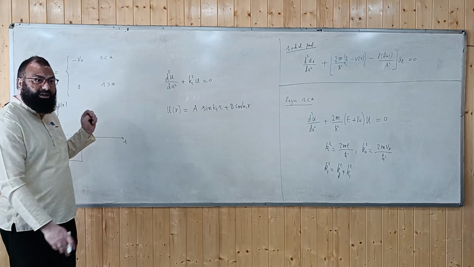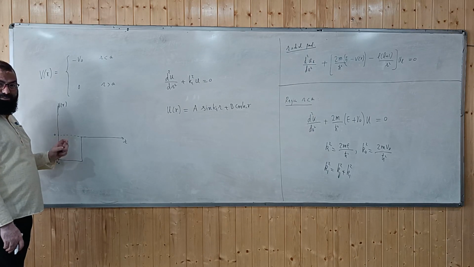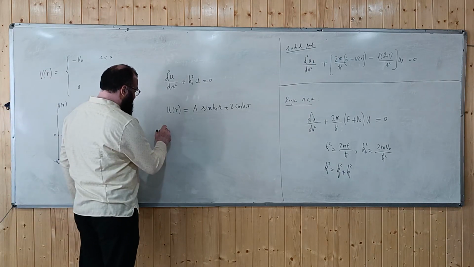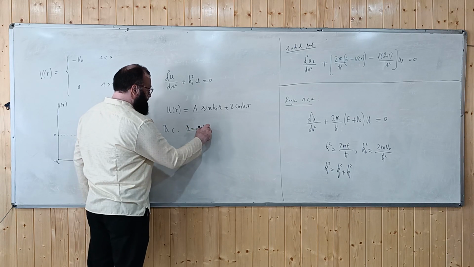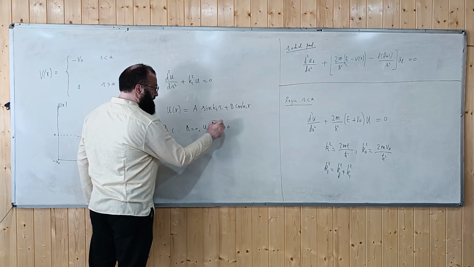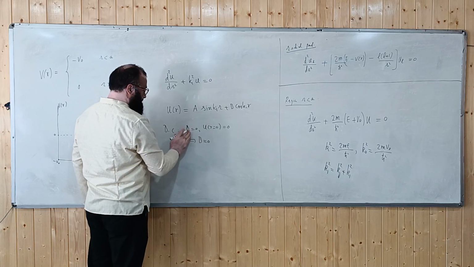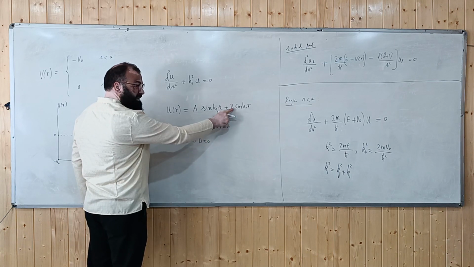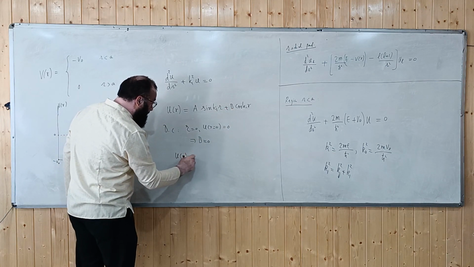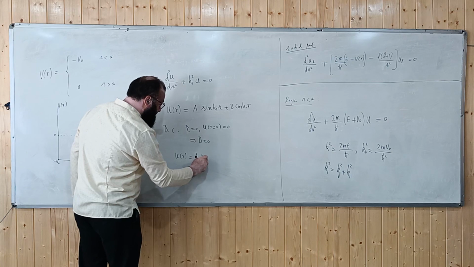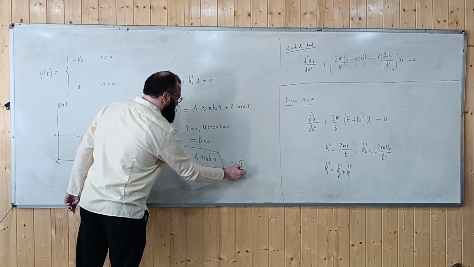But here is a boundary condition. What is the boundary condition? At r equal to 0, the wave function must vanish. So our boundary condition is, at r equal to 0, u of r equal to 0. It implies that b has to be equal to 0. Clear? Got it? So what is our solution now? u of r is equal to a sine of k1r. Call this first.